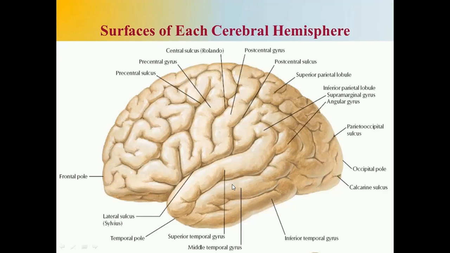So, this is called the superior temporal sulcus. This is called the middle temporal sulcus and the inferior temporal sulcus. These sulci divide the lobe into the superior temporal gyrus, middle temporal gyrus and the inferior temporal gyrus. So, till now we have learned completely about the temporal lobe. Now, let's come back to the parietal area.